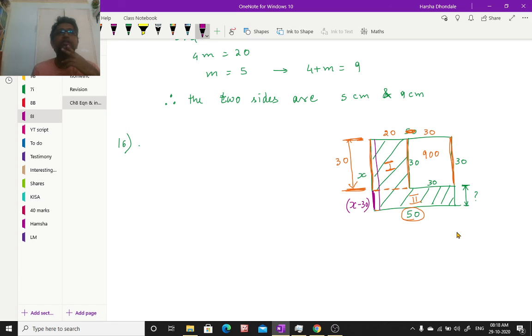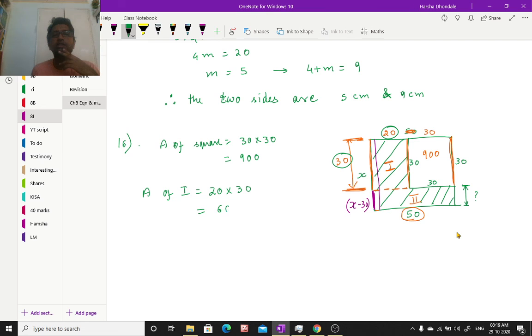Solution: area of square equals 30 into 30 equals 900. Next, area of 1 equals 20 into 30, length into breadth, rectangle. 20 into 30 is 600. Next, area of 2 equals 50 into the other side, x minus 30. So equals 50x minus 50 into 30. 5 3s are 15, 1500.